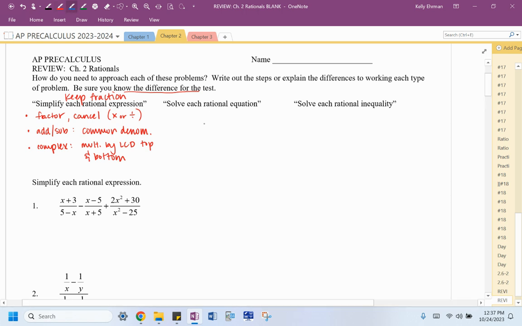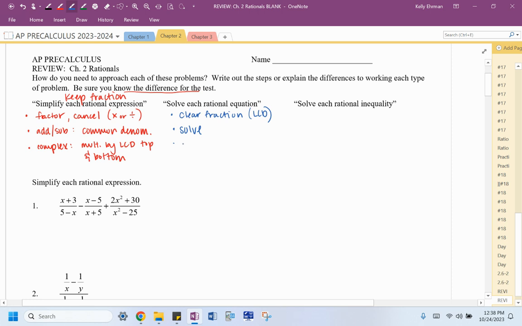I think these are the easiest out of all three because the first thing we do is clear the fraction, which is multiply by the LCD. And then you basically just solve. These are the ones that could solve to be linear. They could solve and be quadratic. You might have to do the quadratic formula. It just depends on the problem.